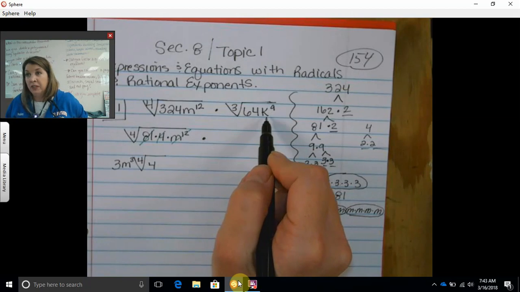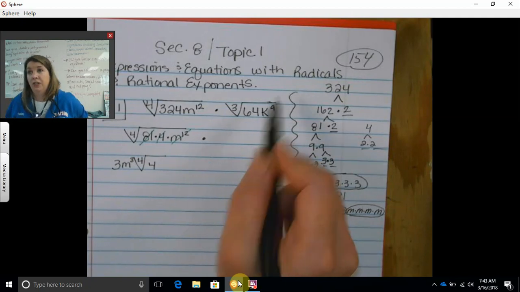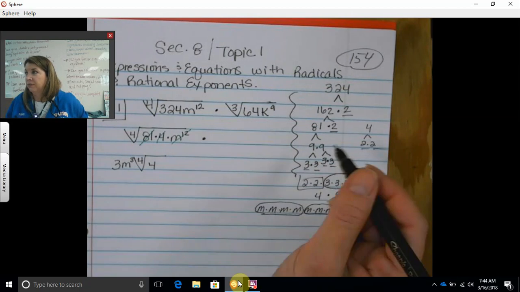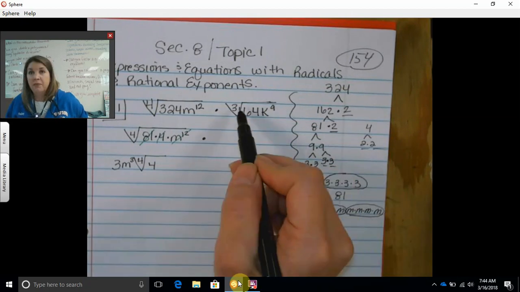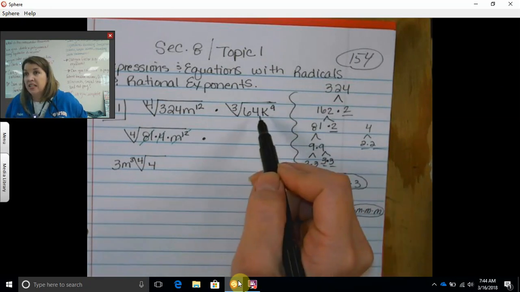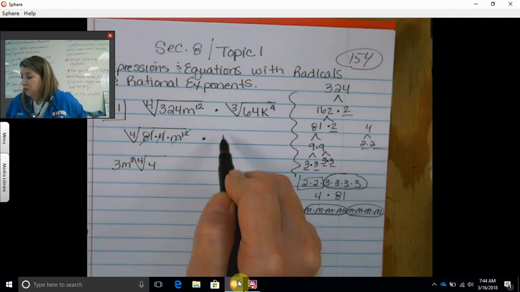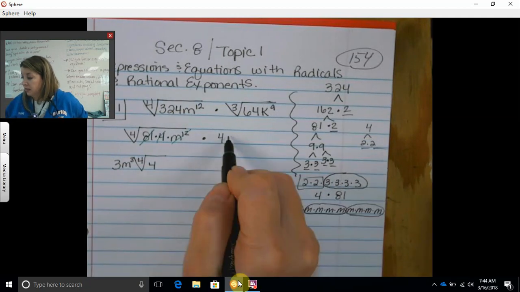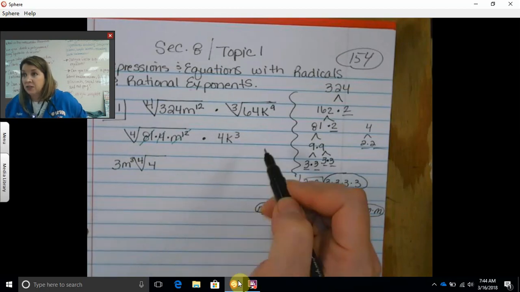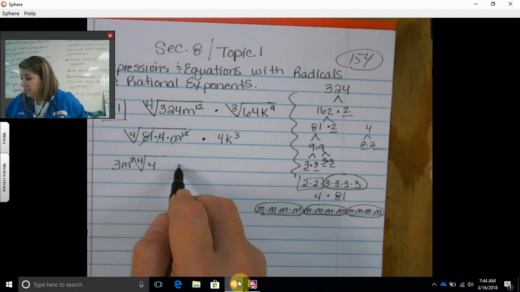Is k to the 9th a perfect cube? 9's not a perfect cube, it's a perfect square. But is k to the 9th a perfect cube? If I wrote k out 9 times, how many groups of 3 would I have? 3. And also, 9 divided by 3 is 3, right? So we don't have to break any of this down. We can just go ahead and take the cube root. So the cube root of 64 was what? 4. And the cube root of k to the 9th is k cubed. Do I have anything left to go under the radical? No. And I'm just going to bring this down here.